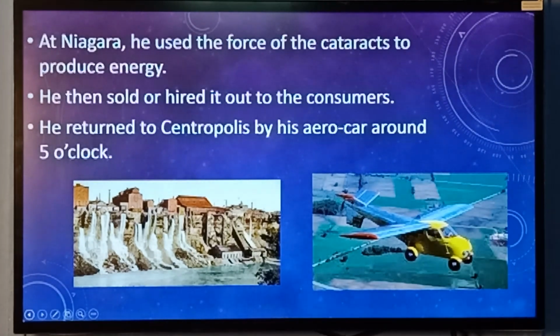At Niagara, he used the force of the cataracts to produce energy. He then sold or hired it out to the consumers. He returned to Centropolis by his Aerocar around 5 o'clock.